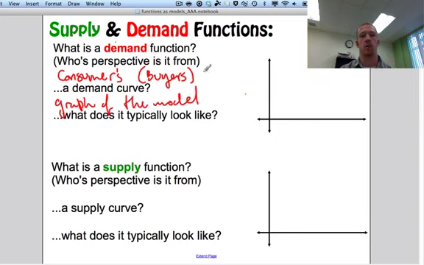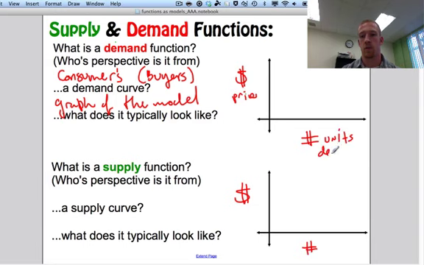And we're going to use linear supply and demand models. So what does it typically look like? Well, let's think about that. We always graph the price on the y-axis and the number on the x-axis. All right, so that's going to go for both of these graphs. So this is price, and this is number of units demanded, and this is number of units supplied.